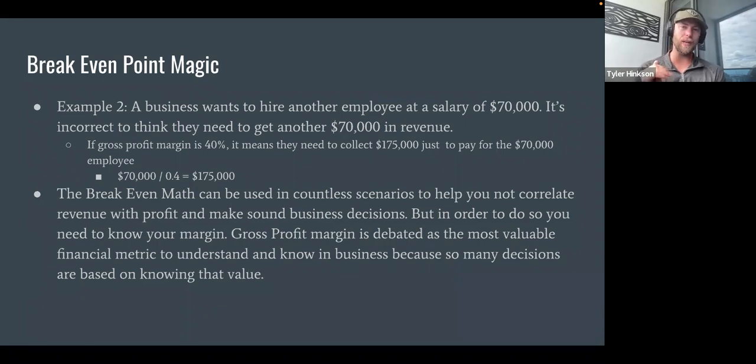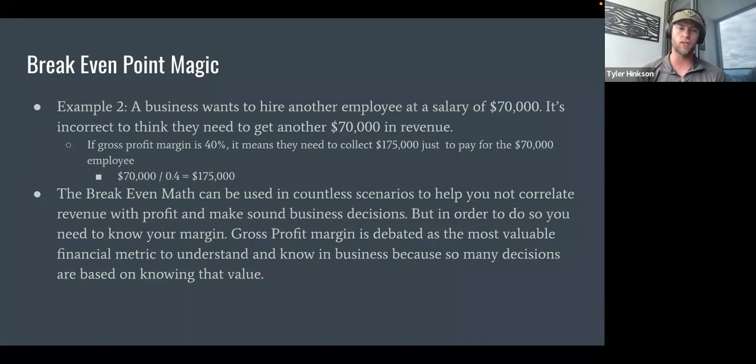Make sure you use this break-even point magical formula to determine whether or not you can actually afford the $70,000 employee. So let's do the math here. If the gross profit margin for this business is 40%, we're going to take the salary, the fixed expense, $70,000, and divide it by 40%. It's going to give us $175,000, which means that we need to collect $175,000 in revenue just to pay for the $70,000 employee.